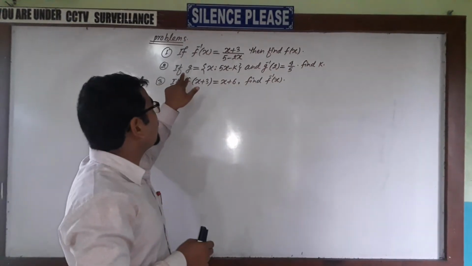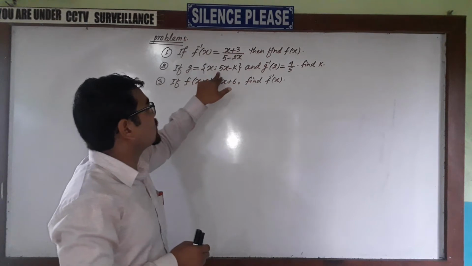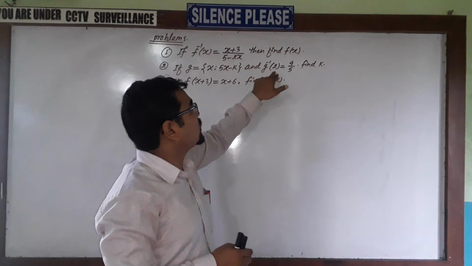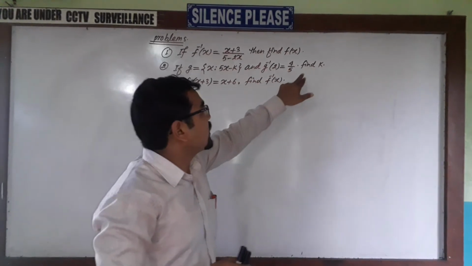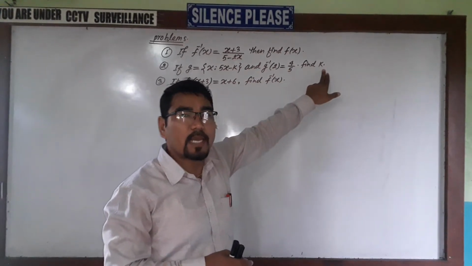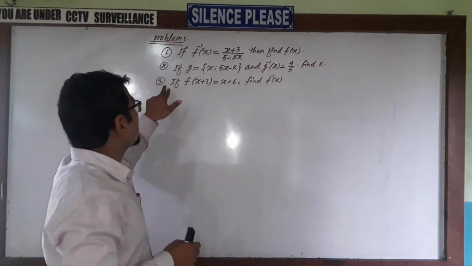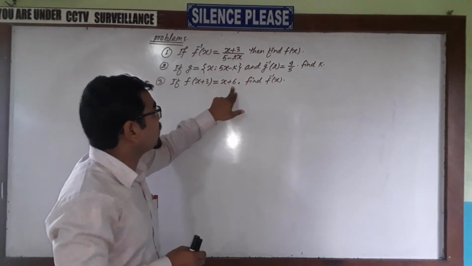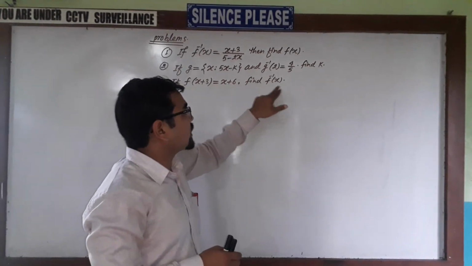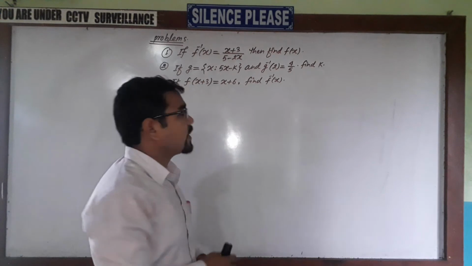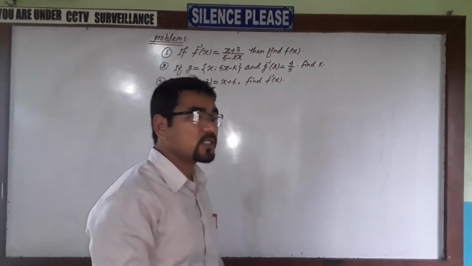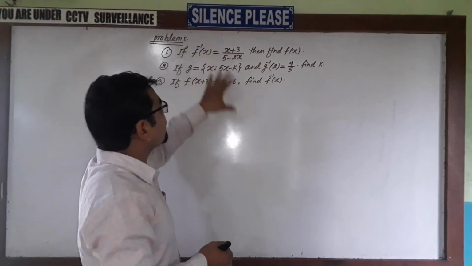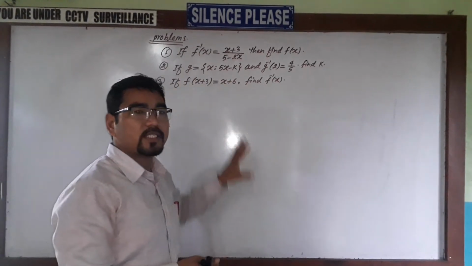The next is: if g of x is equal to 5x minus k and g inverse of 2 is equal to 4 by 5, then find the value of k. Here the k value is asked. Similarly, third number: if f of x plus 3 is equal to x plus 6, then find f inverse x. So these three types of problems I have taken from the inverse function. Let's see how to solve. I am going to make it easy by teaching these problems.